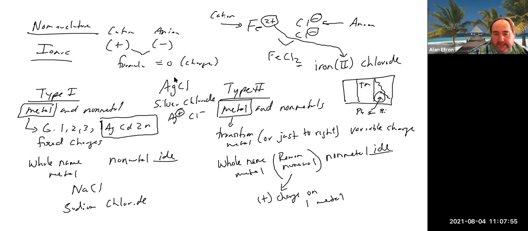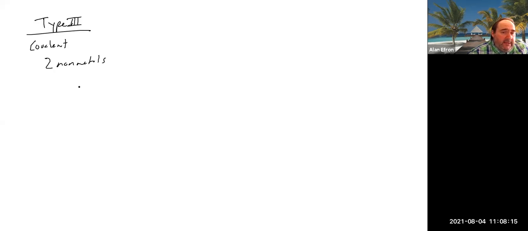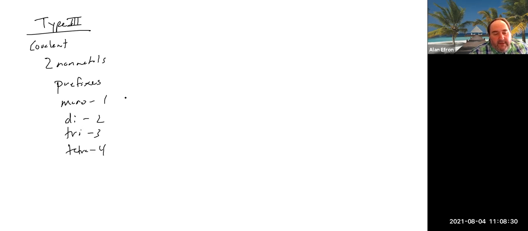So then we went into type 3, and type 3 compounds are covalent compounds. So these are our guys that are really sharing of electrons, and these are really between two nonmetals. And because we have sharing of electrons, these are actually the ones where we do use prefixes. So that's mono, which obviously means 1, di, which means 2, tri, which means 3, tetra means 4, penta means 5, hexa means 6, and so forth.